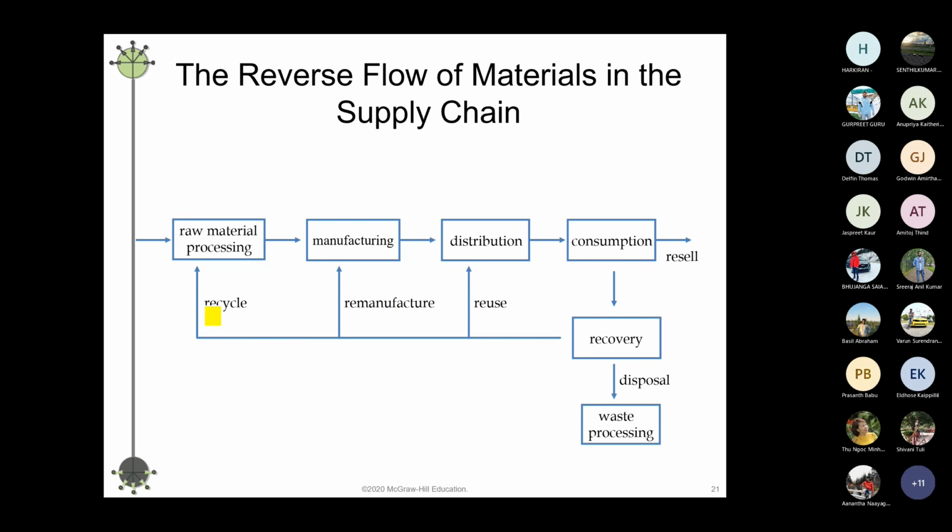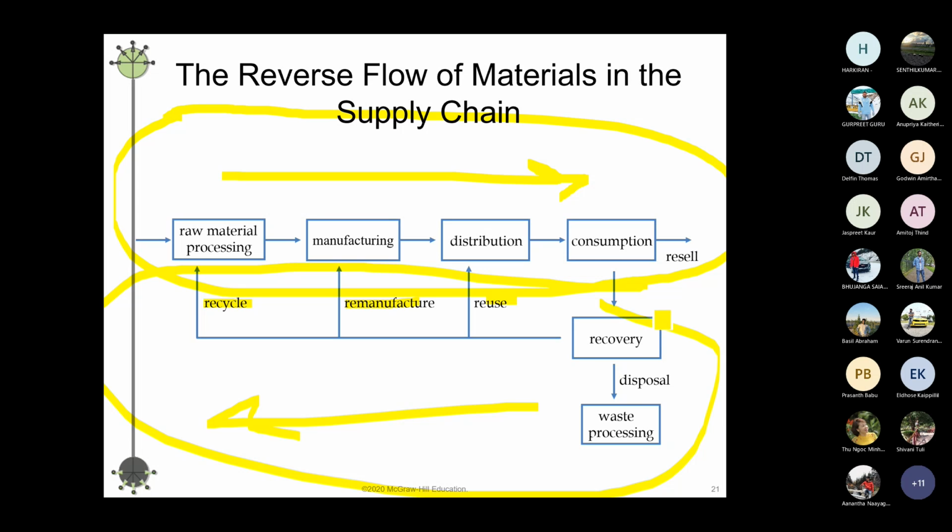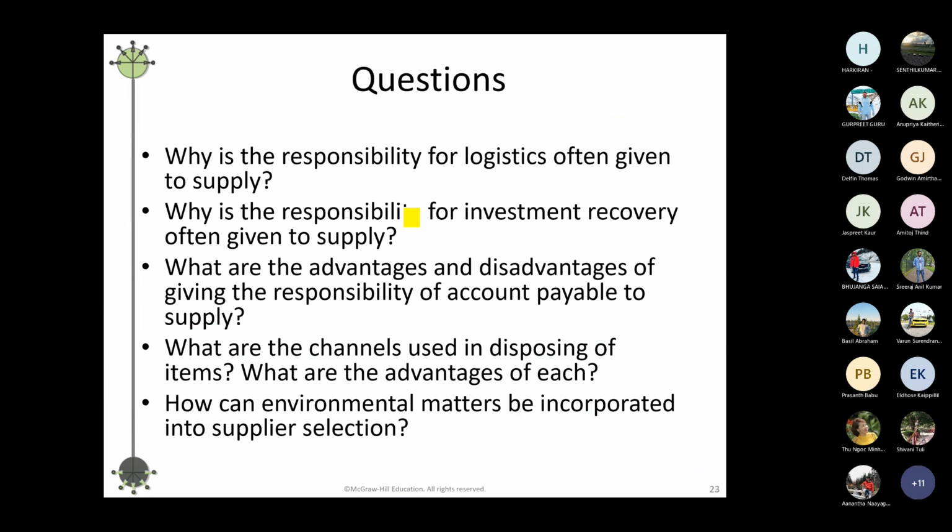And then we understand what recycle means, what remanufacturing and reuse mean, and these are all the reverse flow, and this is the forward flow. Most of our supply chains only implement the forward flow. If we could attach the reverse flow as well to our supply chains, then we will get to closed loop supply chains, and that's the goal of closed loop supply chain. Okay, and here's a list of questions. Again, we answered them in the class. Just review them again.